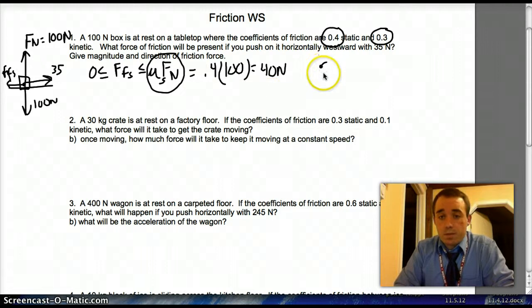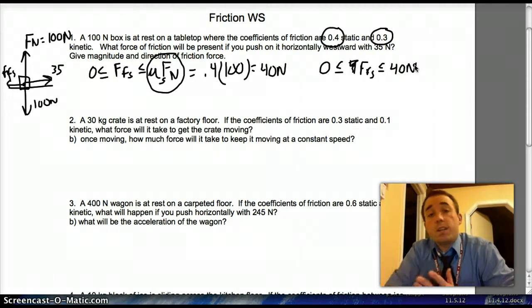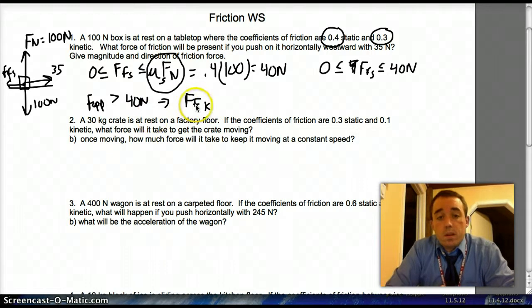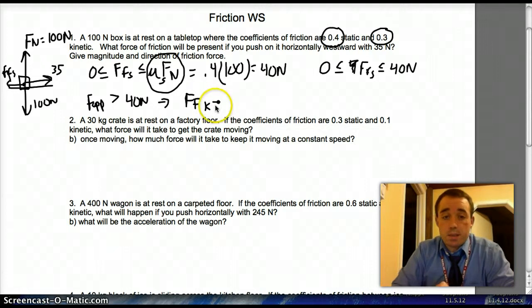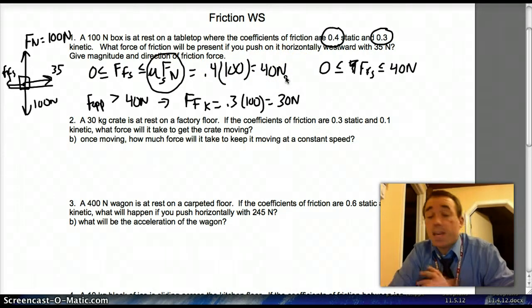So my static friction force can range anywhere from 0 to 40 newtons. As soon as I get above 40 newtons, I'm no longer in the static friction force. If F applied is greater than 40 newtons, my friction force is my kinetic friction force. And whatever the applied force is, I only have to beat my kinetic friction force, which is always 0.3 times the normal force, which is 30 newtons. So until I push hard enough that I'm at or above 40 newtons, I can't move anywhere.